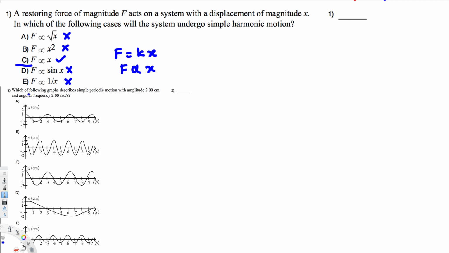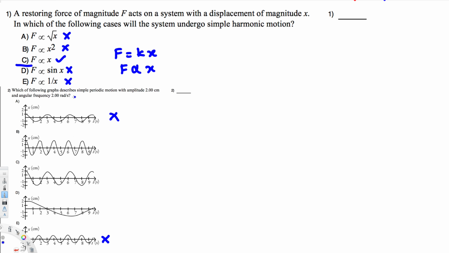The second question is asking which of the following graphs describe simple periodic motion with amplitude 2 cm and angular frequency 2 radians per second. Now, amplitude 2 cm, right? Now let's look at the amplitudes. For this one it's 1 cm, right? So this is not going to come. This is 2 cm, this is also 2 cm, this is also 2 cm, and this is 1 cm. So this is also not going to come, right? Amplitude is basically the height of this wave, right? So that's 1 cm, so this is not going to come.